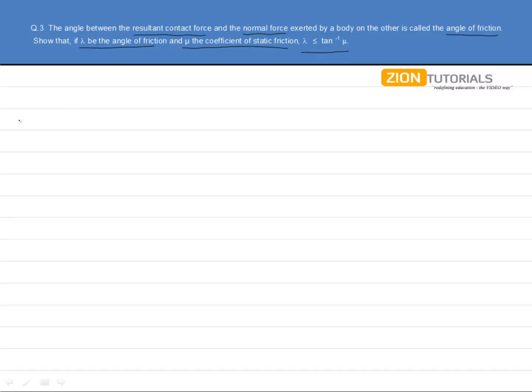Now let us first draw the diagram for this question, in which we have a block of mass m. Let us suppose that the normal reaction N is applied upwards. We have a force mg downwards, an external force capital F applied on the block, and a friction, that is the static friction small f, applied here.